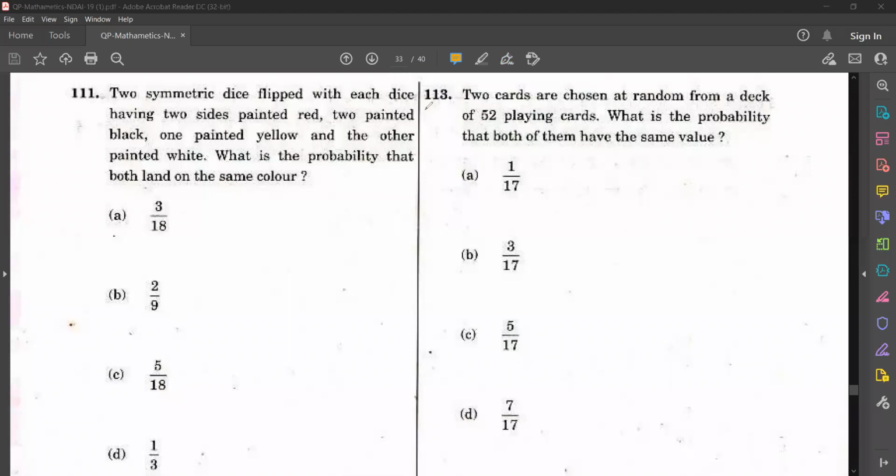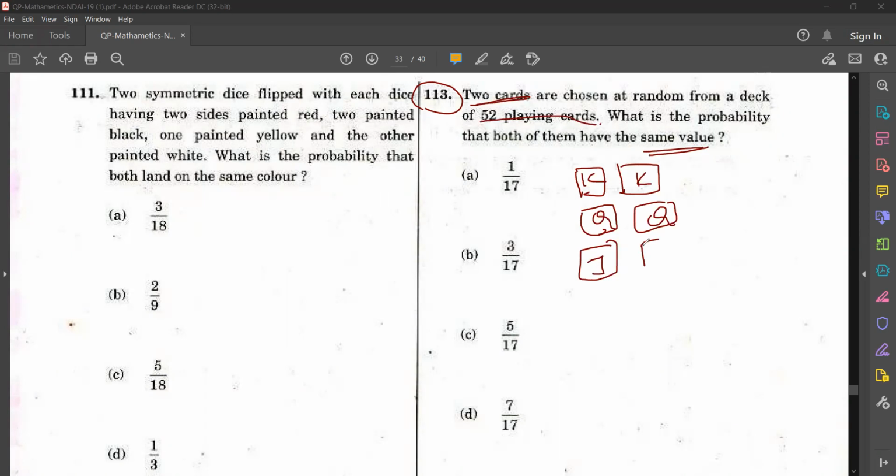Okay, did you get the answer? Question number 113. Okay, listen how to do. See, they're saying they are choosing two cards from 52 playing cards, isn't it? And you have to get same value. Same value means, what does that mean? That means if you are getting a king, next also it should be a king. If you are getting a queen, next also you should get a queen. If you are getting ace, you have to get the next card also ace.